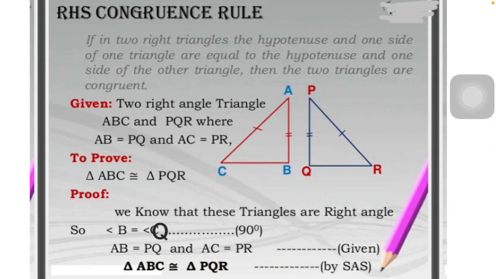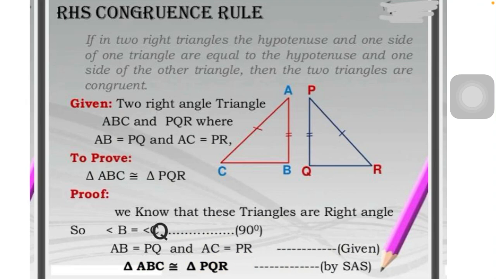Now the last is RHS, everyone, RHS congruency rule. So in this rule, for congruency we will have the right angle triangle. So whenever you have two right angle triangles, you can see what sides are given, because for the RHS congruency rule you need a right angle triangle, one hypotenuse and any one side. So first I will write in my given that two right angle triangles, the namings are ABC and PQR. Then I will write AB equals to PQ and AC equals to PR, which are given already, you can see the signs. Then to prove, I have to prove ABC congruent to PQR.